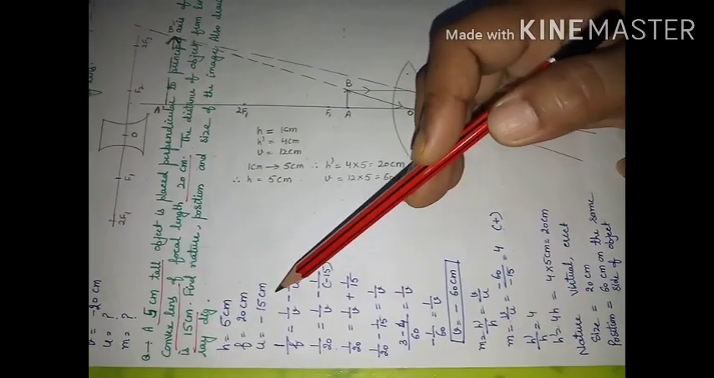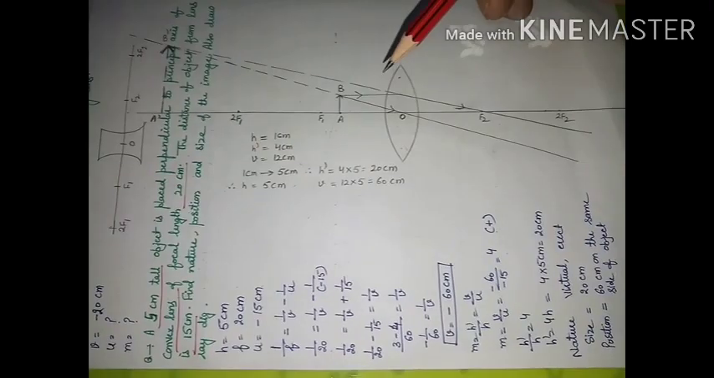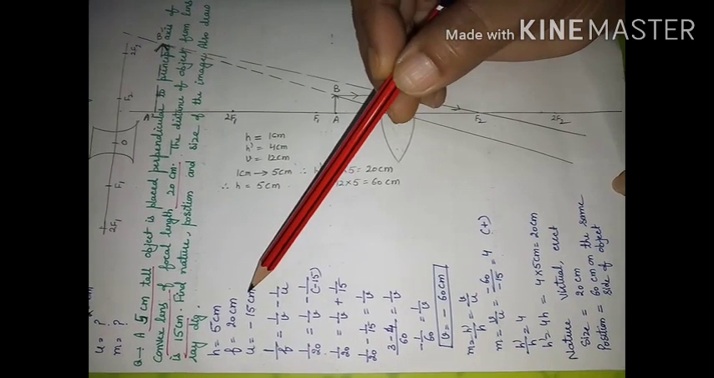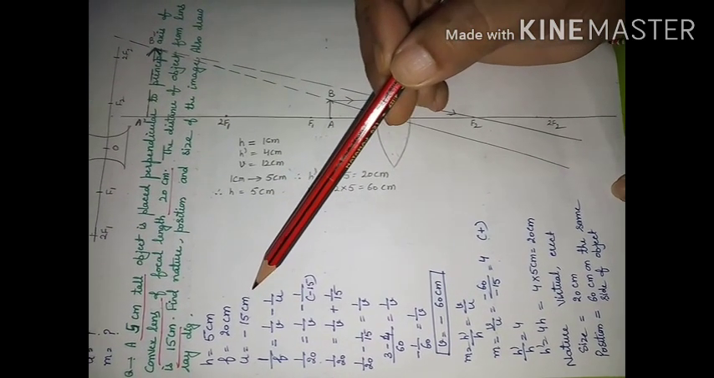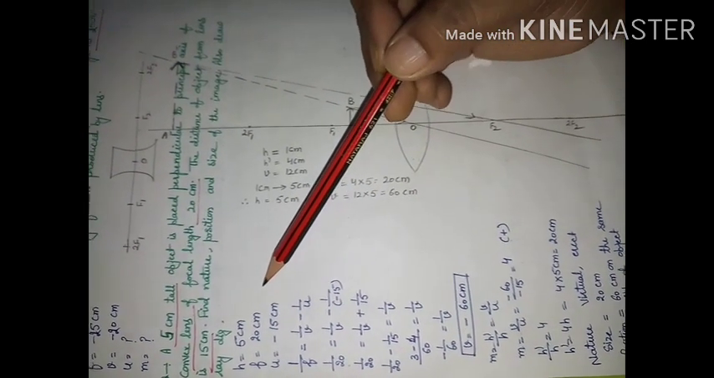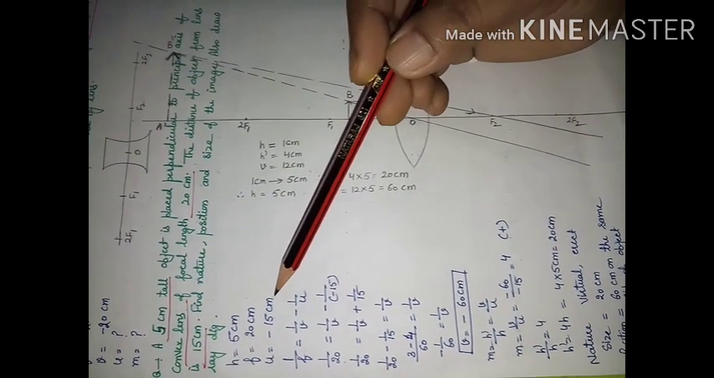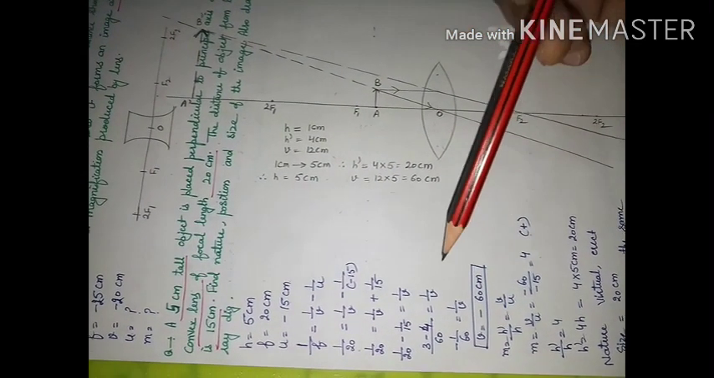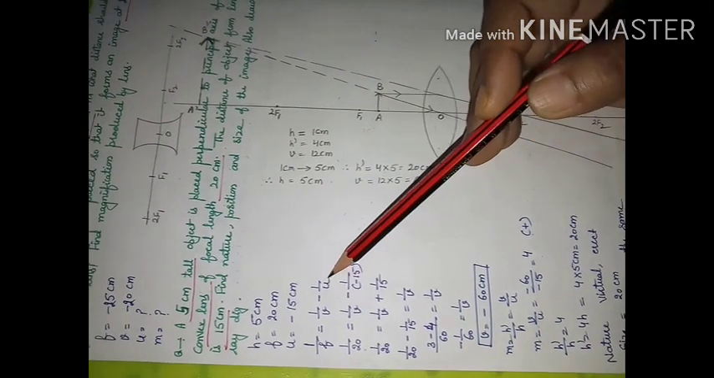And if ray diagrams are clear in your mind, then it will automatically click in your mind that as object is between optical center and focus, image formation will be virtual, erect, enlarged, and it will be formed on the same side where the object is kept. Let us see whether this idea in our mind comes out to be right or not. Lens formula: 1 upon f is equal to 1 upon v minus 1 upon u.